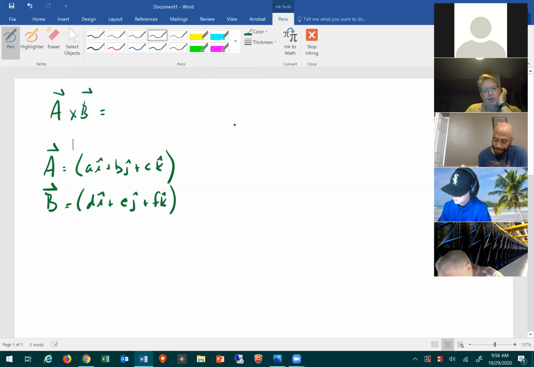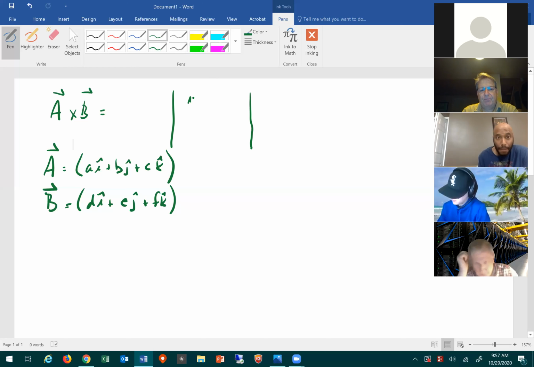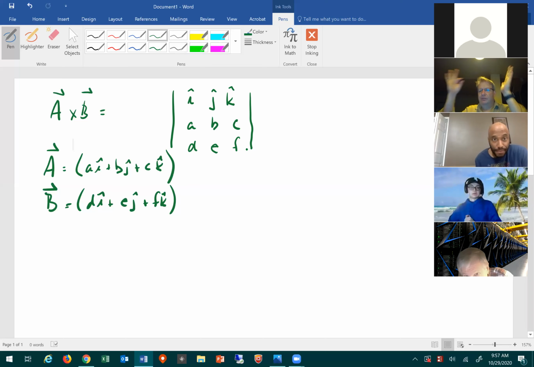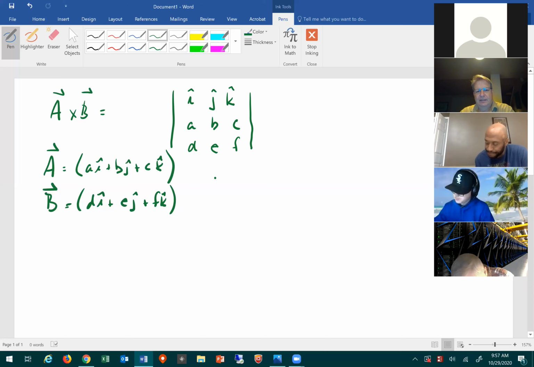Okay. That cross product, therefore, is going to be a matrix. Do you know what a matrix is? It's just a way of describing stuff. You know what this is called when you put the absolute value bars around a matrix? I'm calculating the determinant.